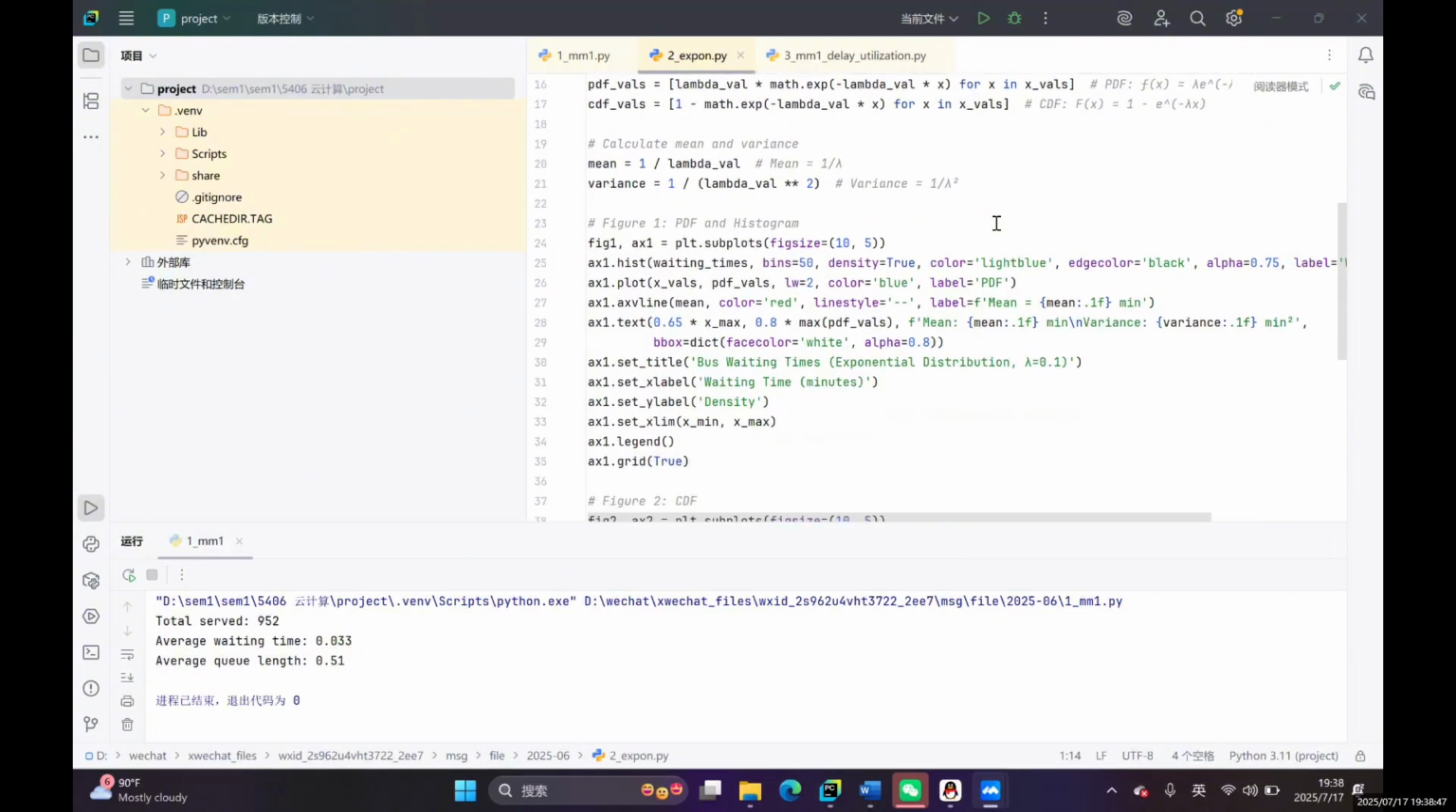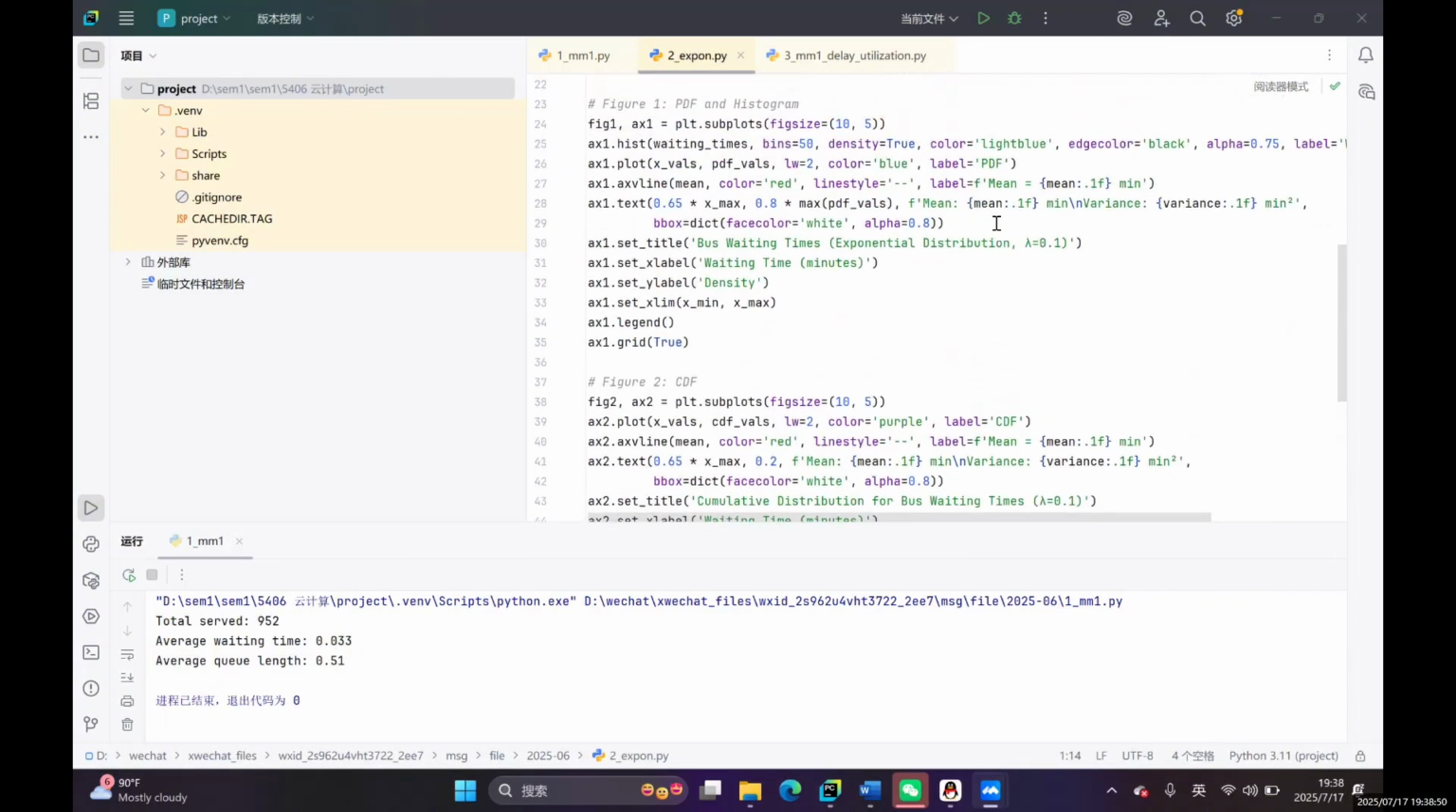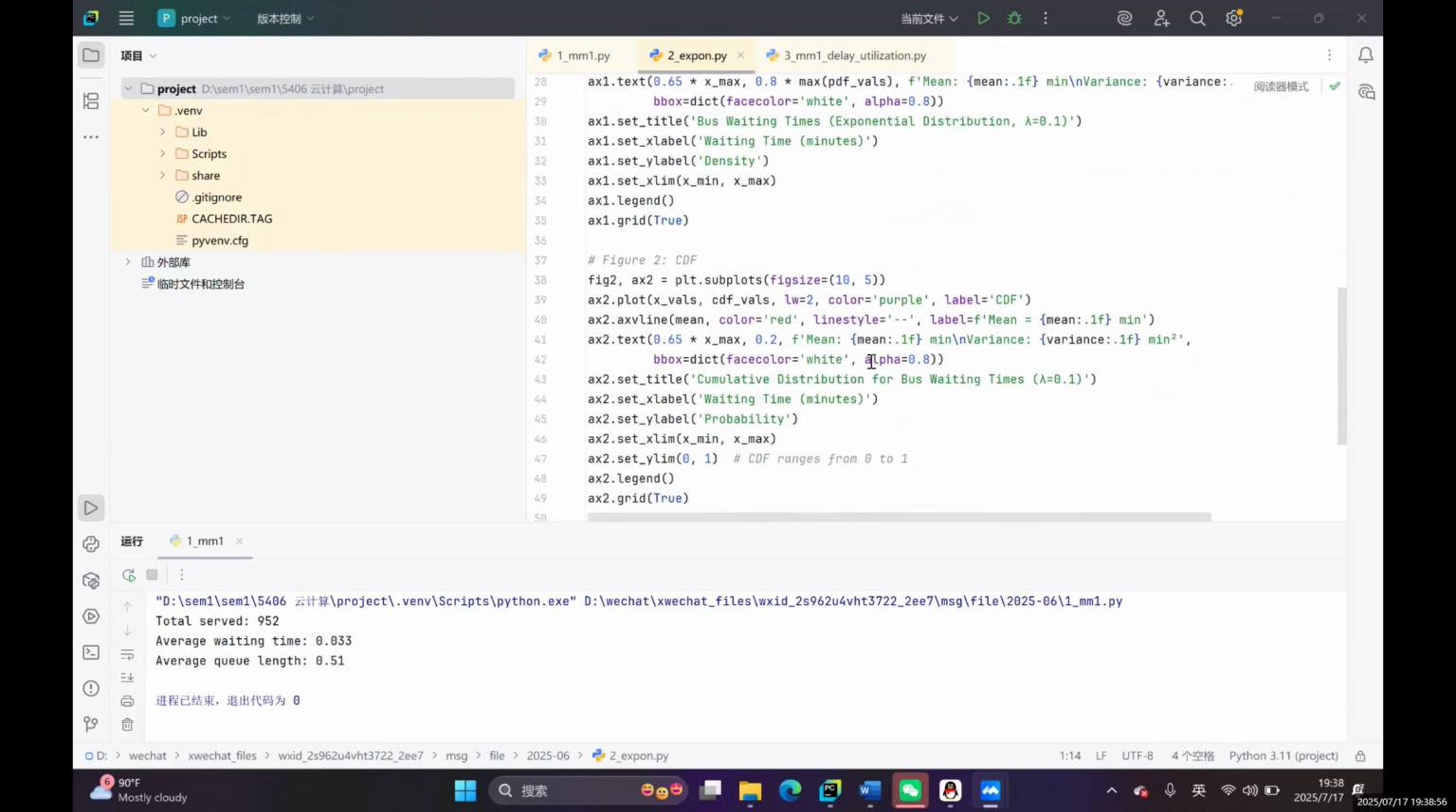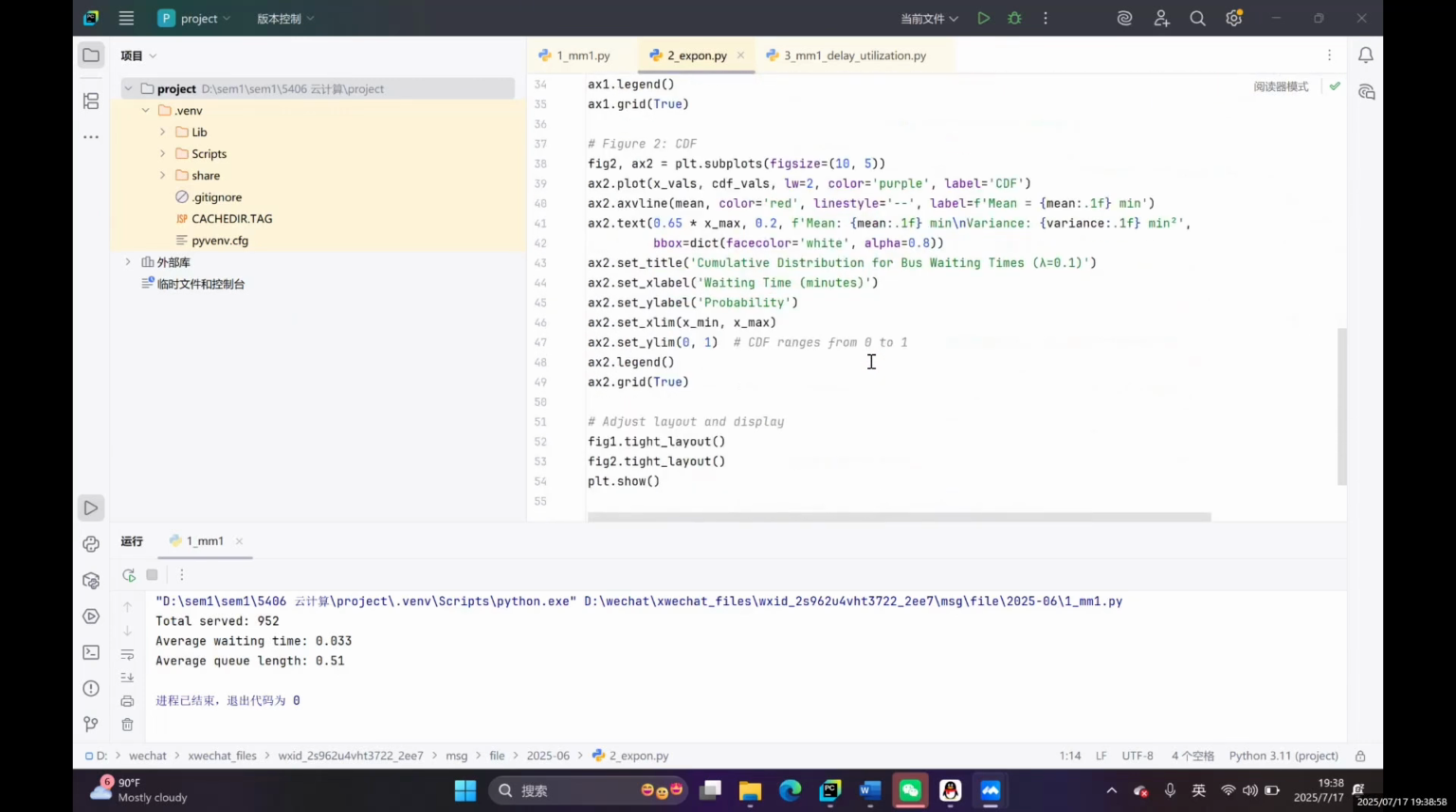Finally, I use two figures. The first plot overlays the simulated waiting times with the theoretical PDF, and the second one shows the CDF curve, explaining how the probability accumulates over time. Now let me show the results.